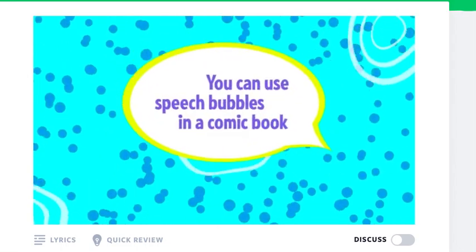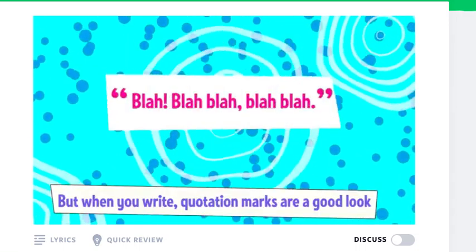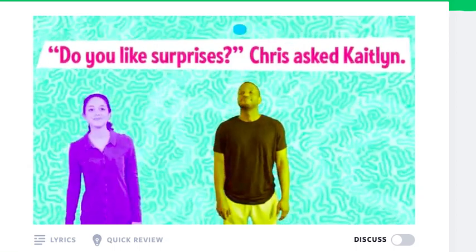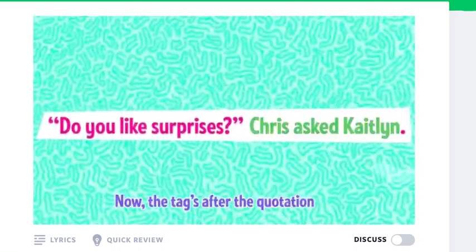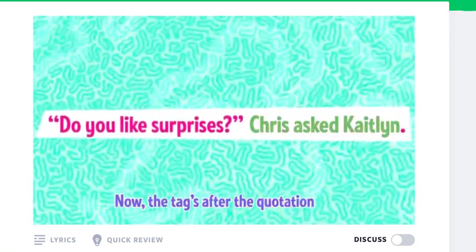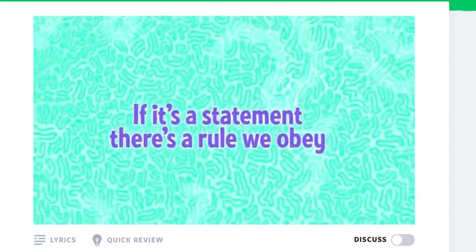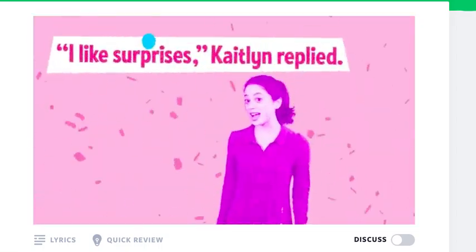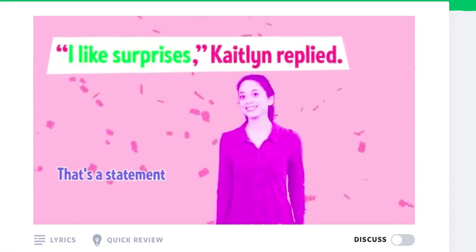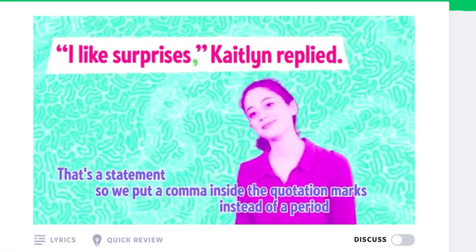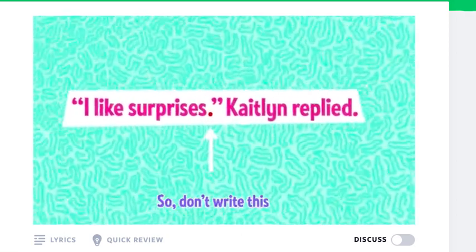You can use speech bubbles in a comic book, but when you write, quotation marks are a good look. "Do you like surprises?" Chris asked Caitlin. Now the tag's after the quotation. No sweat. We can flip it both ways. If it's a statement, there's a rule we obey. "I like surprises," Caitlin replied. That's a statement, so we put a comma inside the quotation marks instead of a period. So don't write this, write this.